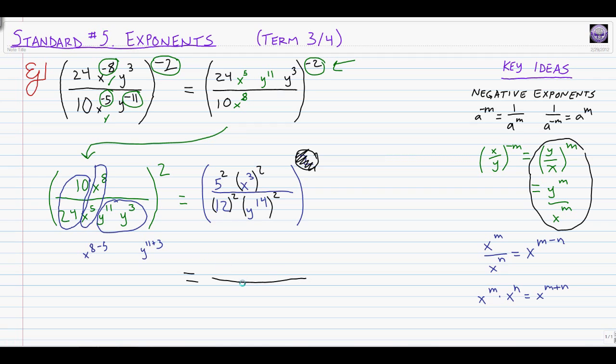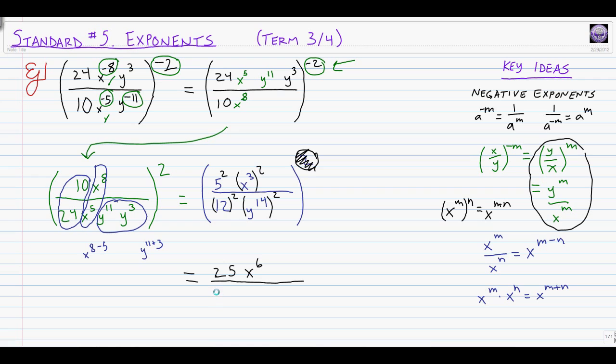So, neglecting how poorly drawn that line was, that's better. Now I can go through and just simplify each one. 5 squared, that's 25. X to the 3rd to the 2nd power is just going to be multiply the exponents, because again, this is another one of our exponent rules. We've already figured out why this works. We just know what it is. We multiply them. It's going to be x to the 3 times 2, which is x to the 6th.